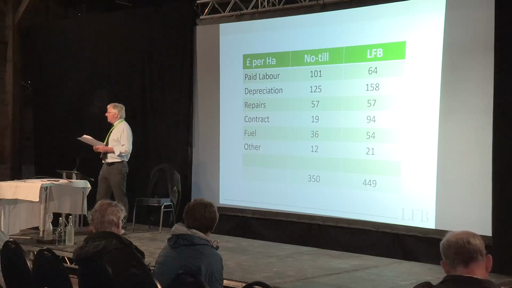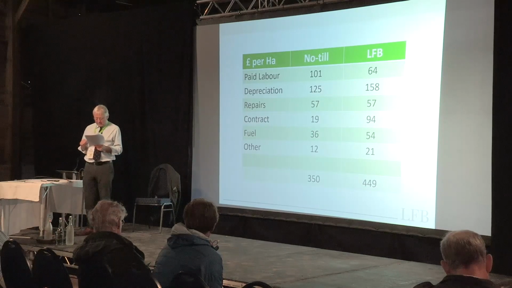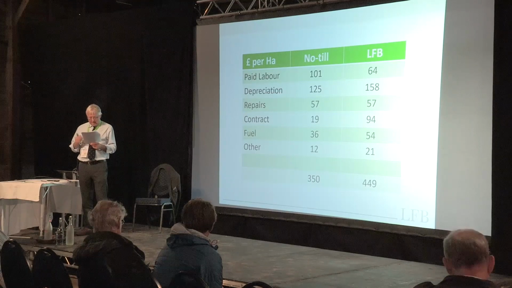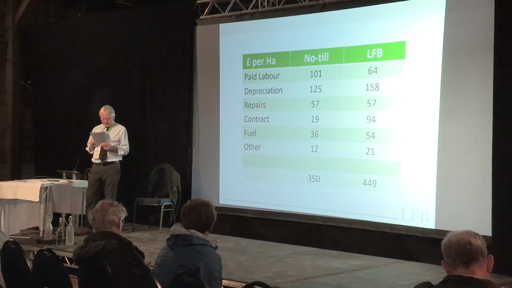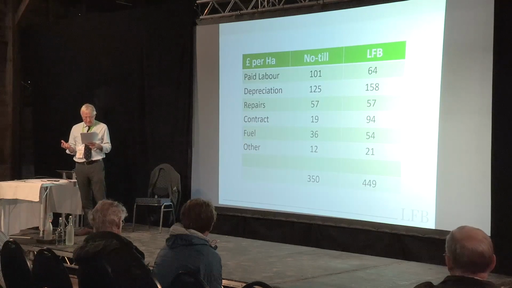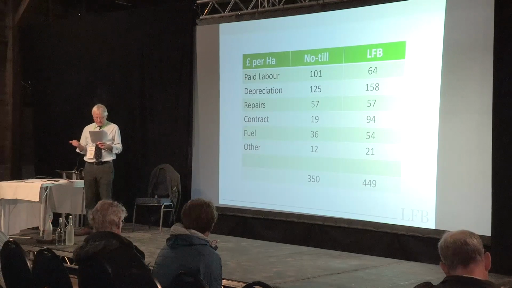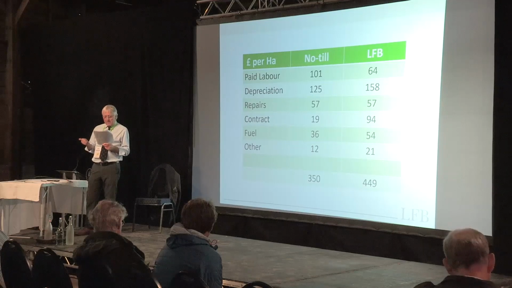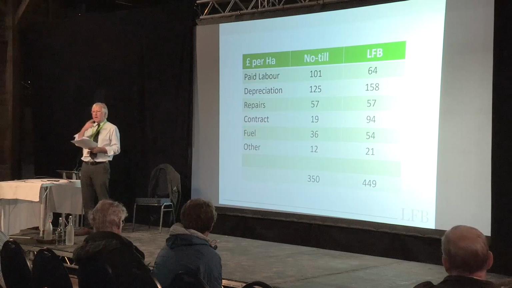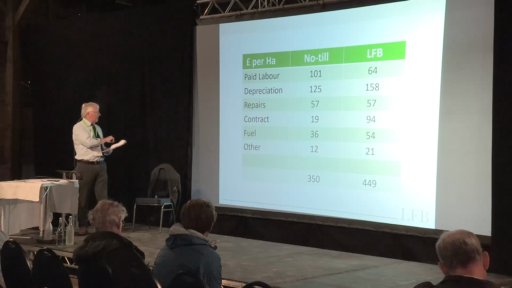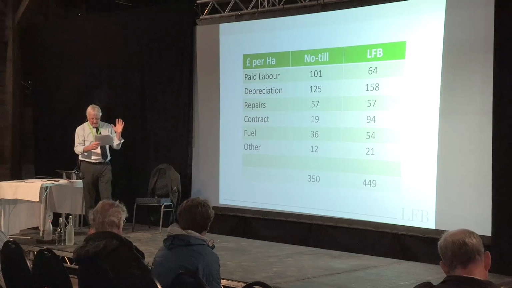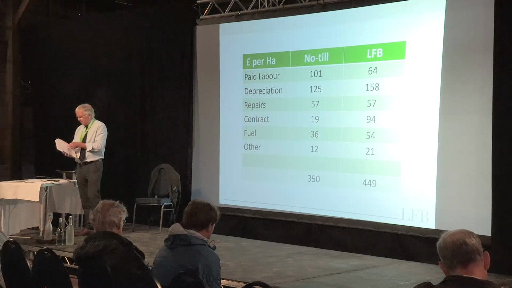Repairs about the same, 57. Contract, 19 versus 94. And fuel, 36 versus 54. Fuel is a lot lower, as you would imagine. Other bits and pieces, 12 versus 21. So those are the figures I showed you on the previous slide, 350 and 449, labour and machinery totals. So that is quite a difference.